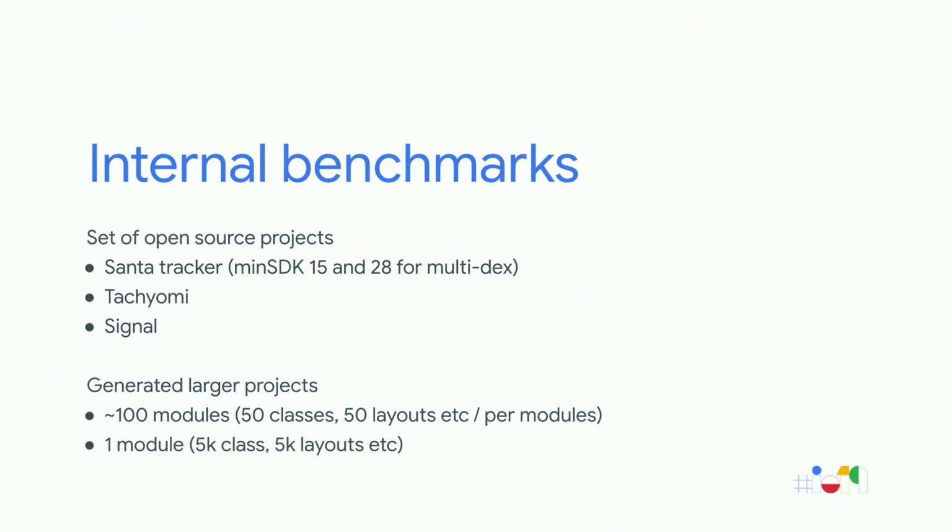So we really wanted to test on large projects. So we generated 2 projects, one with about 100 modules, 97 to be precise, and 50 of everything per module, so 50 classes, 50 layouts, etc. We also created an equivalent project of the same size, but all squeezed into one module. And both of those projects have 200 external dependencies. And every time we make a change to the build plugin, we run those projects on various scenarios. So let me walk you through some of those.